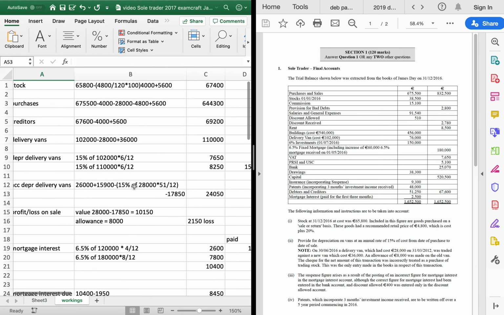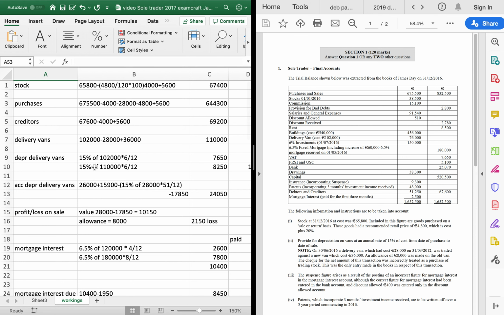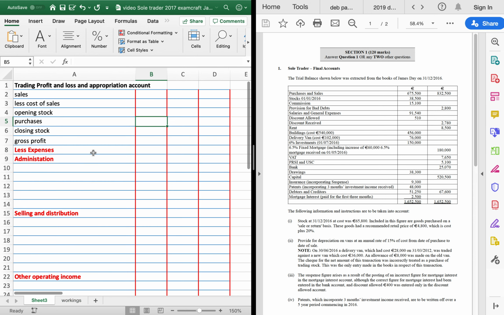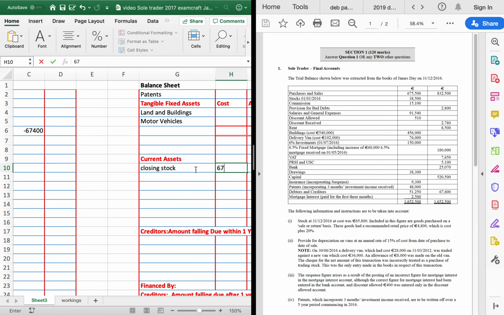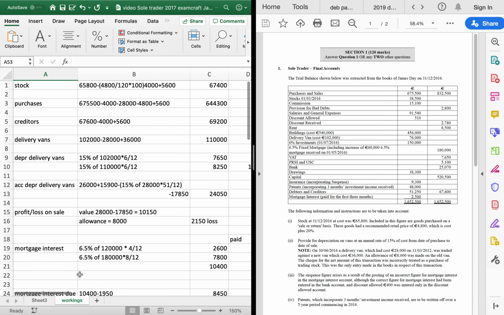So we start off with our closing stock, which we got to be 67.4. Now I know closing stock of 67.4 is one of the ones that goes in twice. It goes in my closing stock and my current assets. Next one from my workings page is my purchases, and that's 644,300. I'll get that in.